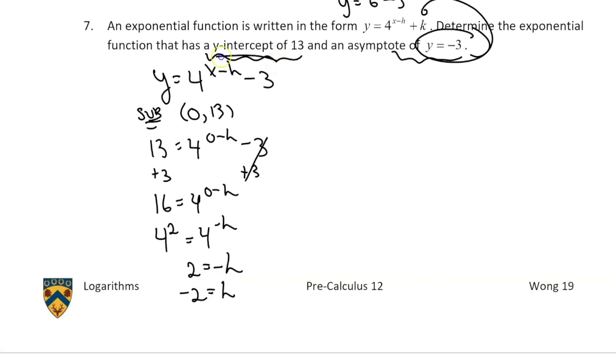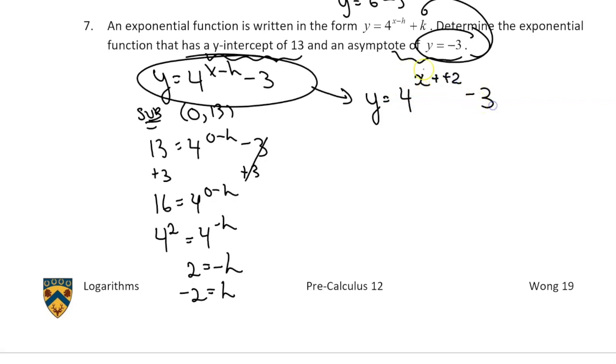So if you go back to your very original part right here, you could rewrite what you have, and you could say it would be y equals 4 to the power of x, subtract negative 2, which is like saying x plus 2, subtract 3, and that would be your equation that satisfies all of those characteristics.